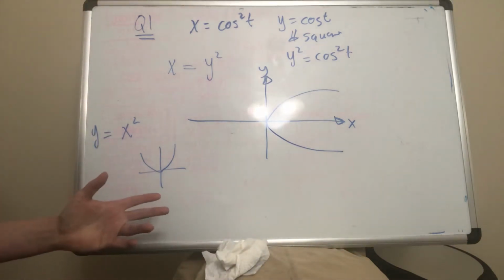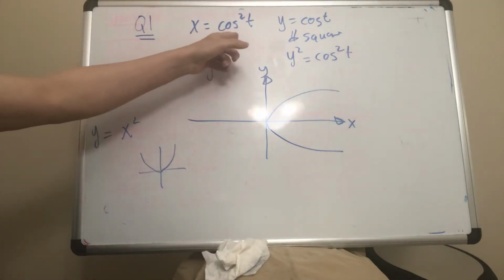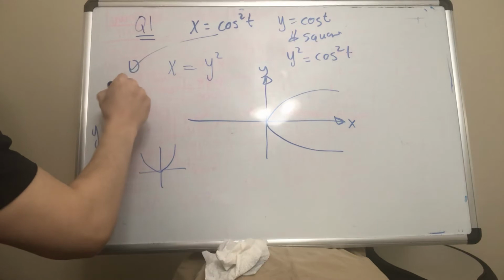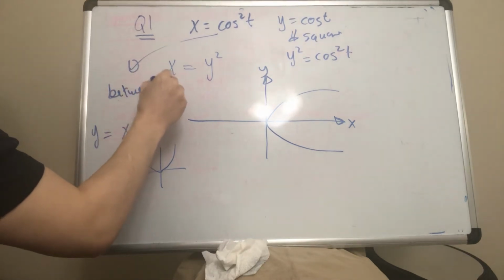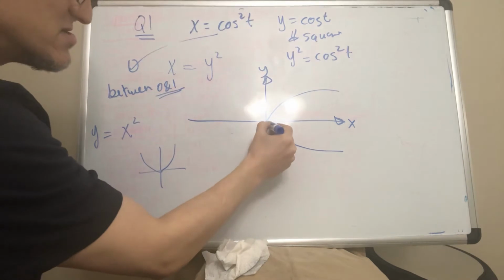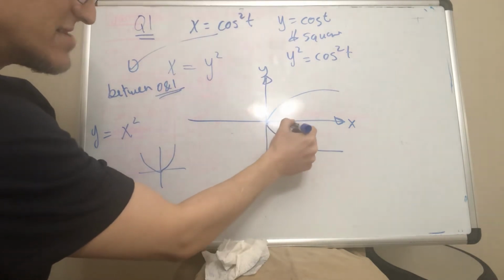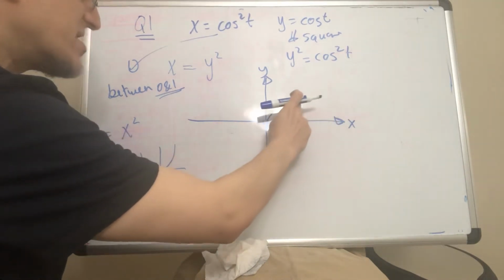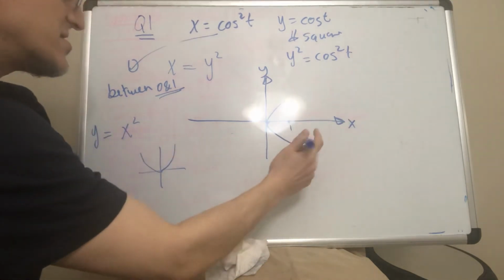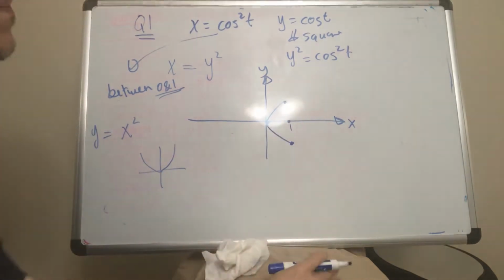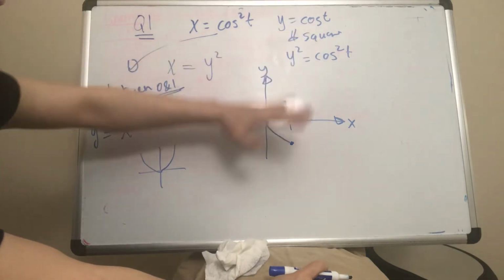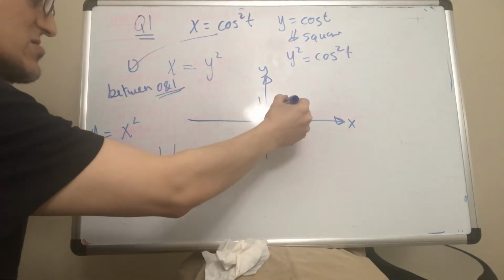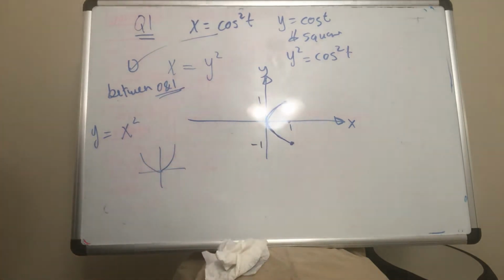But the problem is, since your x is cosine squared, that means cosine squared is only between 0 and 1. So your x is only between 0 and 1. So you don't actually need all of this part of the curve. You only need the part that gets you to the 1. And cosine by itself is between -1 and 1, but that's fine. So this point is -1, 1, so you only need this portion of the curve.